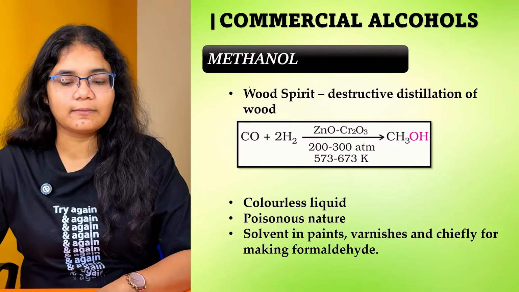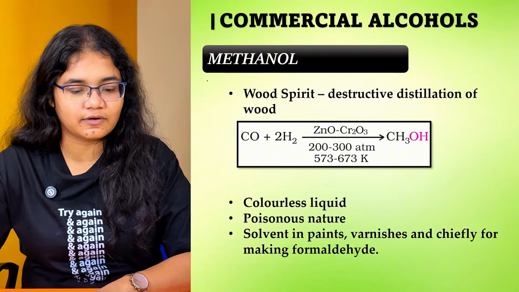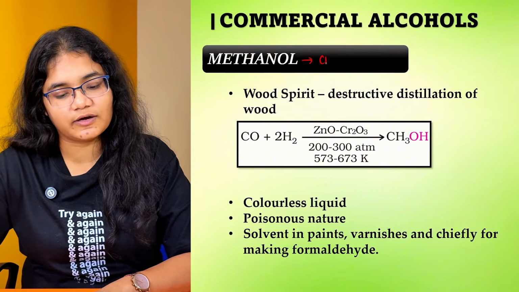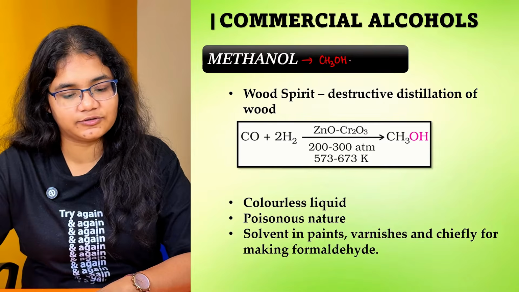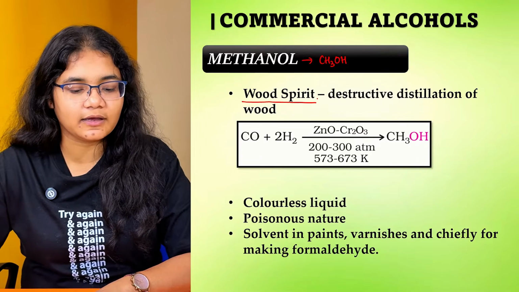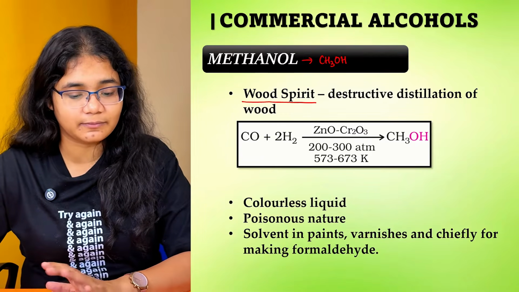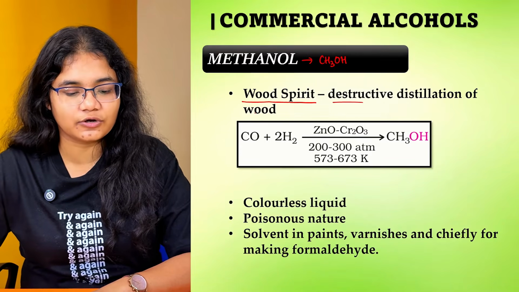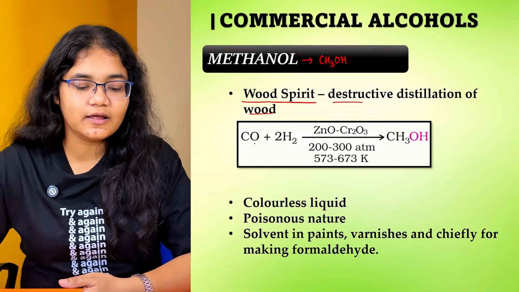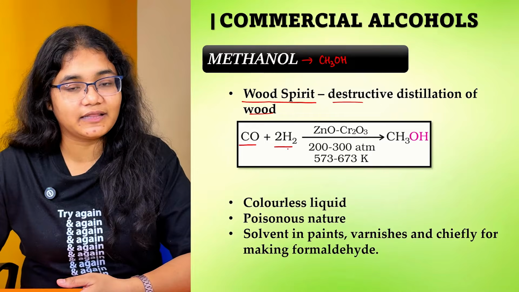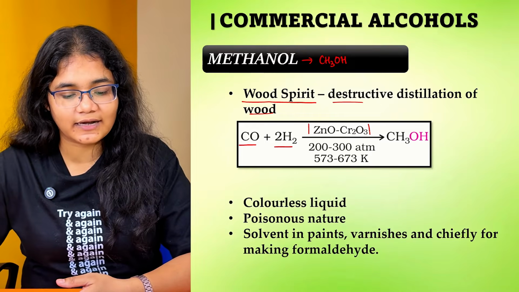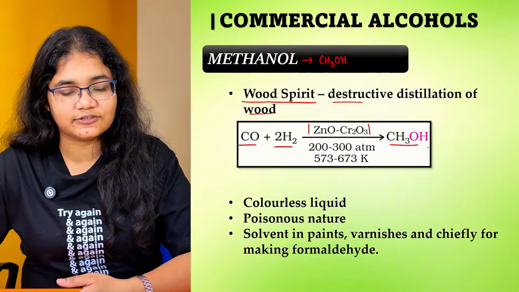Now let's move to some commercial alcohols, and the first one we'll talk about is methanol, whose formula is CH3OH. There is a very important term here. Methanol is also called wood spirit, and it is obtained from the distillation of wood. Now how is this prepared? If you take carbon monoxide and treat it with H2 in the presence of ZnO and Cr2O3, you will get CH3OH.